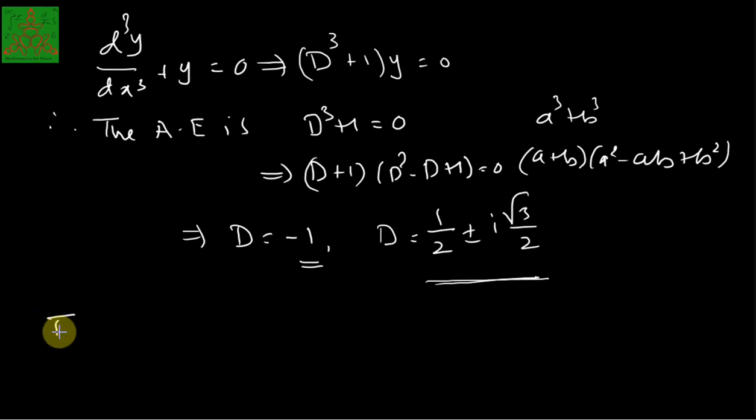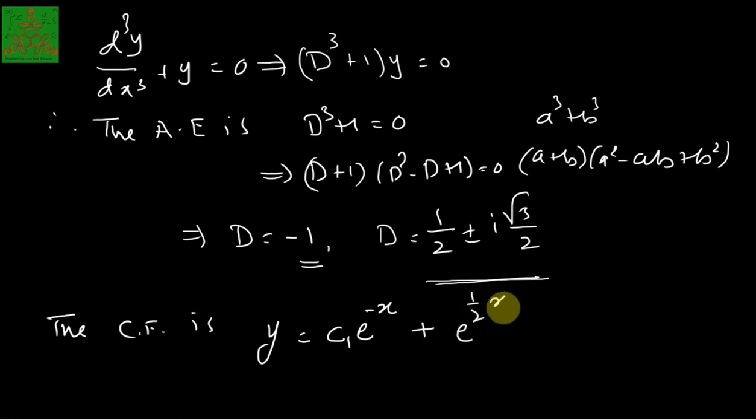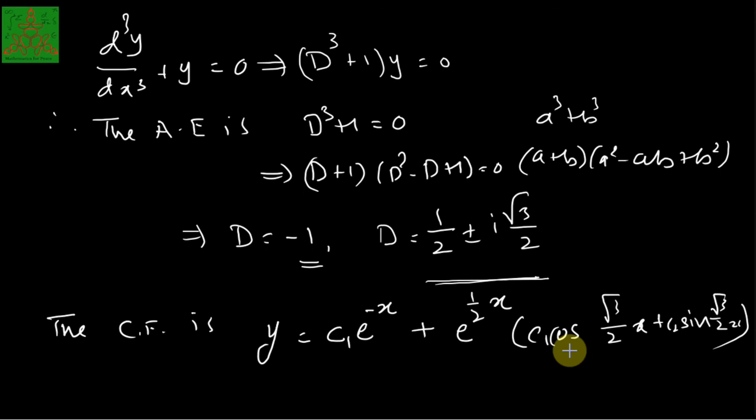So therefore, the complementary function, or I can say a solution for this differential equation, we can write as y equal to c1 e power minus x, that is m1 x where m1 is minus 1, plus e power 1 by 2 x, where 1 by 2 is alpha and beta is root 3 by 2, so it is (c1 cos root 3 by 2 x plus c2 sin root 3 by 2 x). So that is the solution for this differential equation. Let's have the next example.